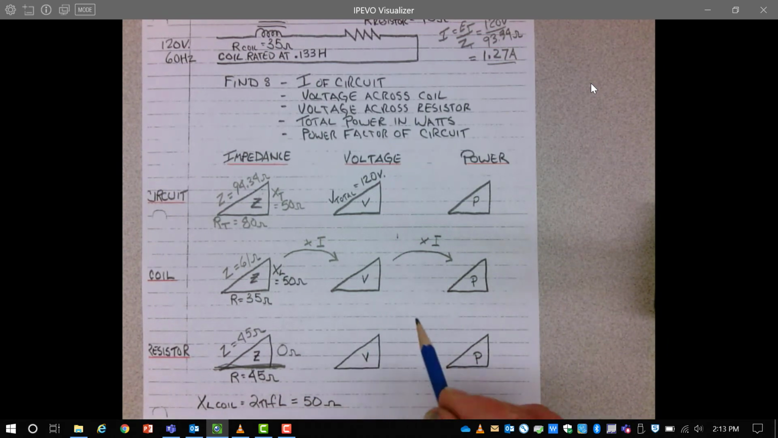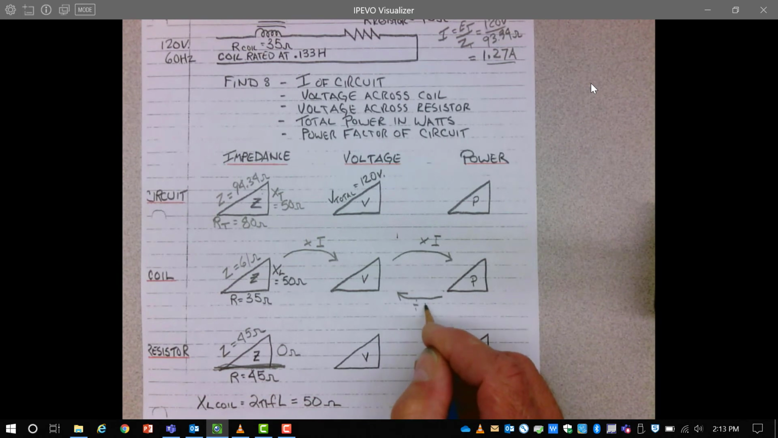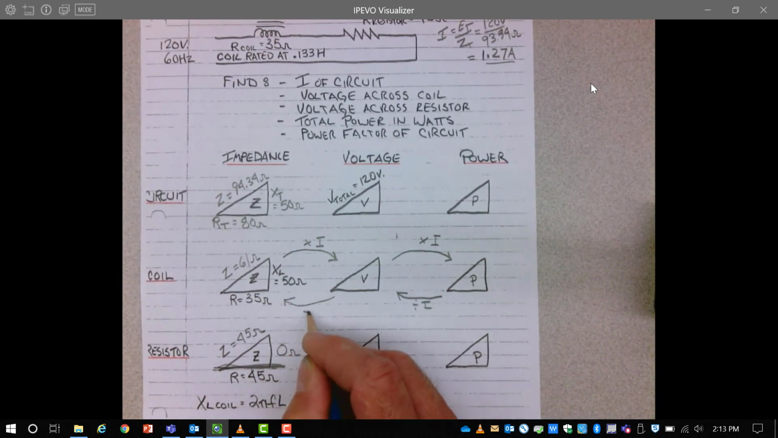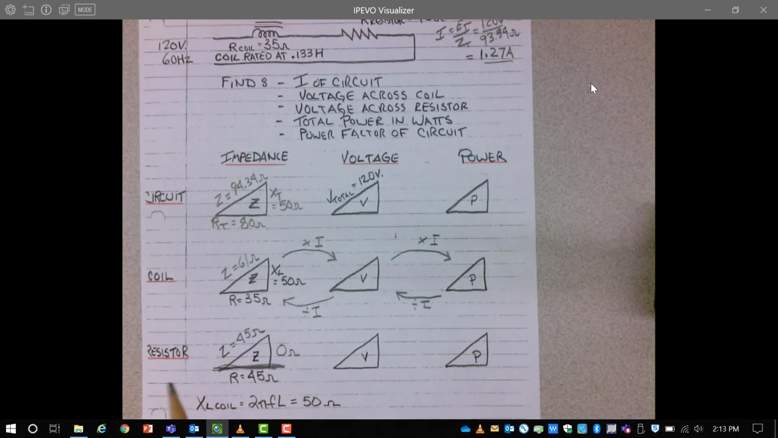And it's the same to go backwards. If I want to go from the power triangle back to the voltage triangle, I simply divide by the current. To go from the voltage triangle back to the impedance triangle, I divide by the current. So we can go either way. We can go out using current and come back. If we were only given power values in the question, we can put those power values down here and divide by the current to go back to the voltage or impedance triangles.